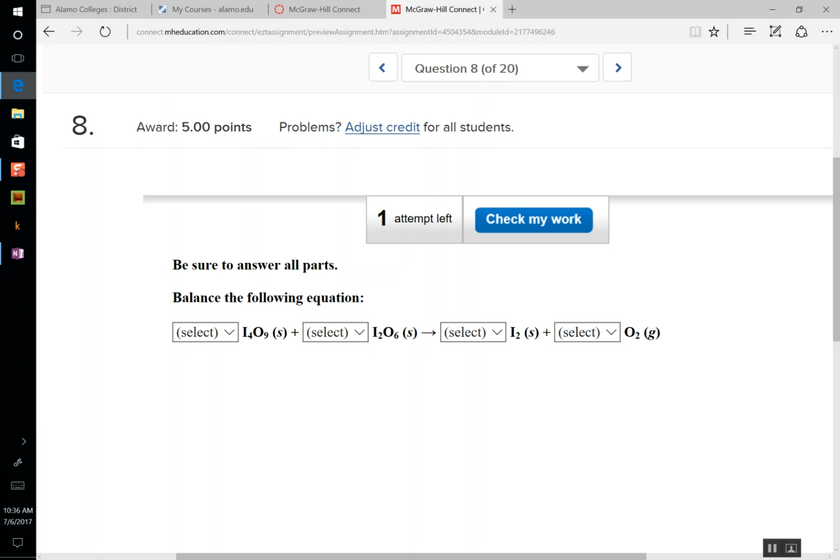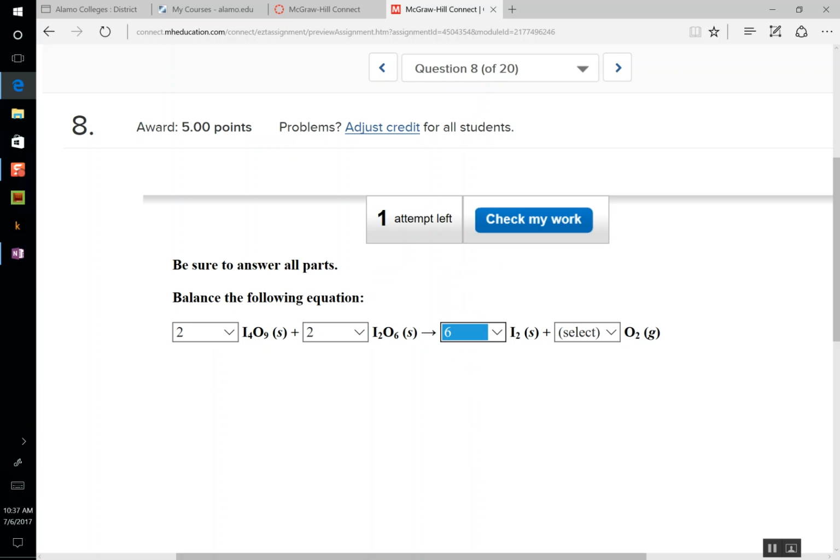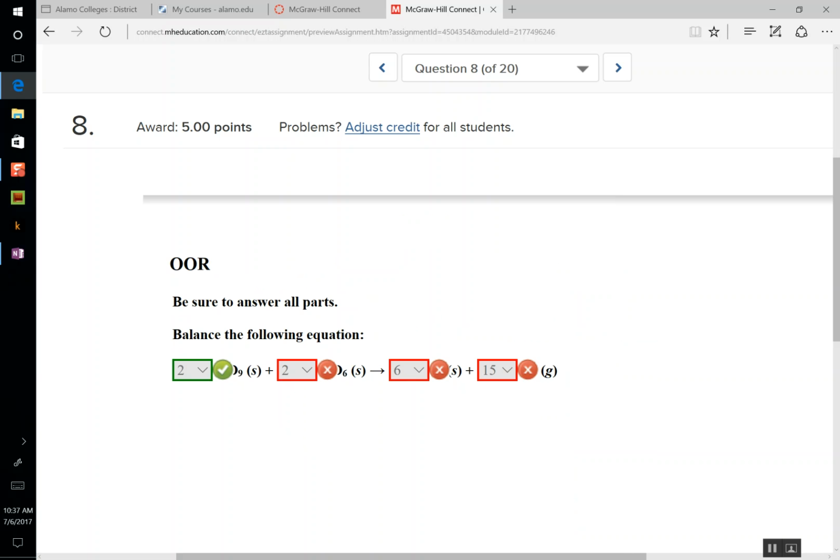So what do we do about that? Double it. 2 times 1 is 2, 2 times 1 is 2, 2 times 3 is 6, and this is 15. Okay, let's see if it likes that. So we need a 2 here, a 2 here, a 6 there, and a 15 there. Check my work.